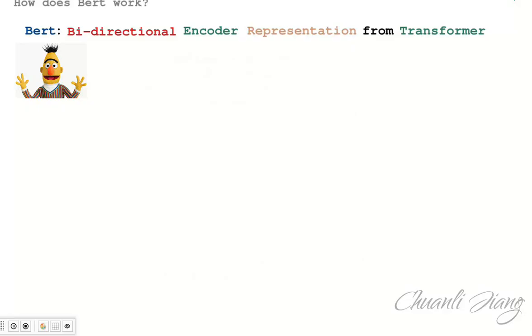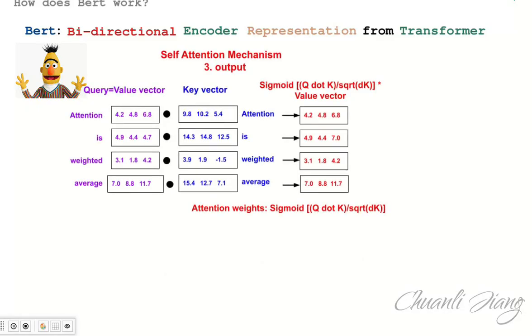The dot product of the query and key vectors, scaled by the square root of the key dimension, square root of 3, gives the attention weights. Higher weights indicate stronger influence of the key word on the query word.